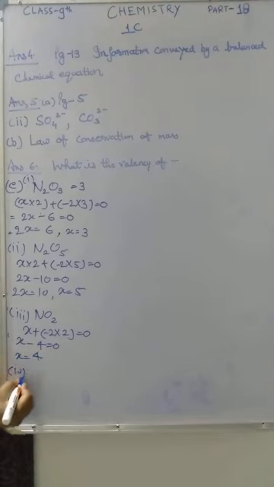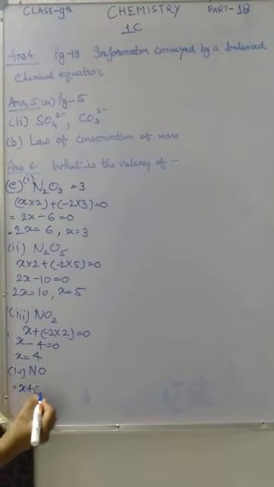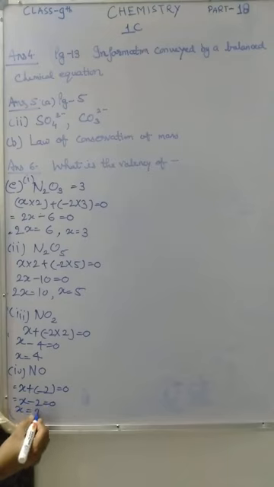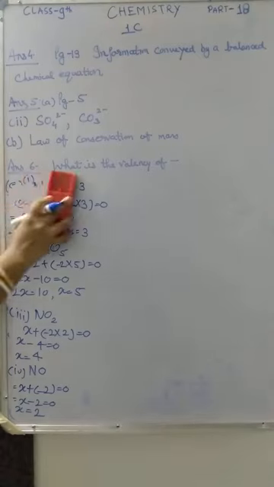Now last one, NO. So suppose it is x plus minus 2 is equal to 0. So x minus 2 is equal to 0. So x is equal to 2. Likewise, you can find out the valency. Now next one is F, manganese MnO2.